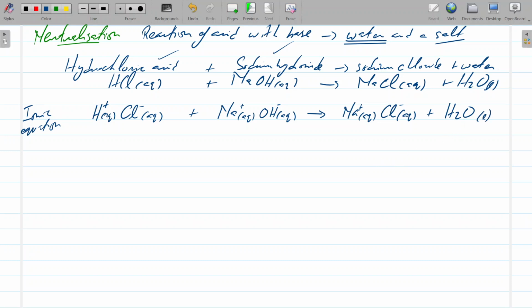Or you could simply boil it down. The actual ionic equation for neutralization is this: you've got H plus coming in from the acid, plus the hydroxide ion from the alkali, giving you H2O. This is what you want. So if you are asked for the ionic equation for a neutralization reaction, that is what you are going to give.